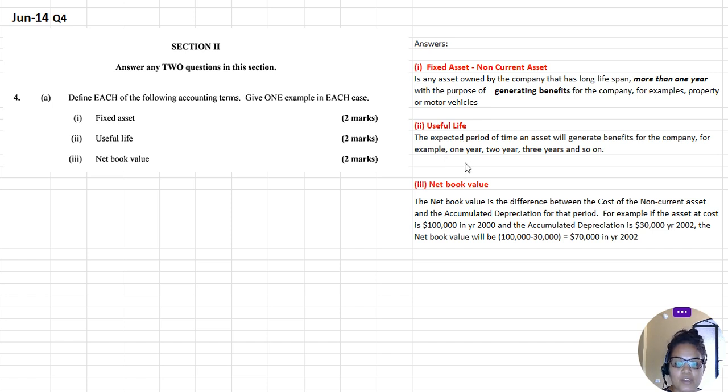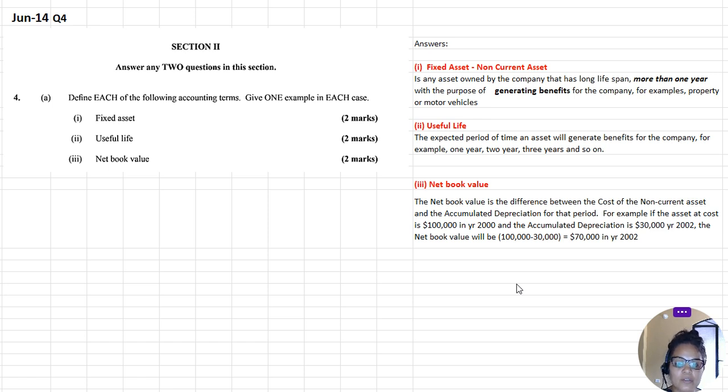Now, useful life. The useful life is the time that the asset will be used to generate benefit for the company. It may be a 1 year, 2 year, or 3 year lifespan. So it's not necessarily just a current asset, but a fixed asset also has a lifespan in which the company will benefit from it. And the net book value is the difference between the cost of the asset and the depreciated value over the useful life.